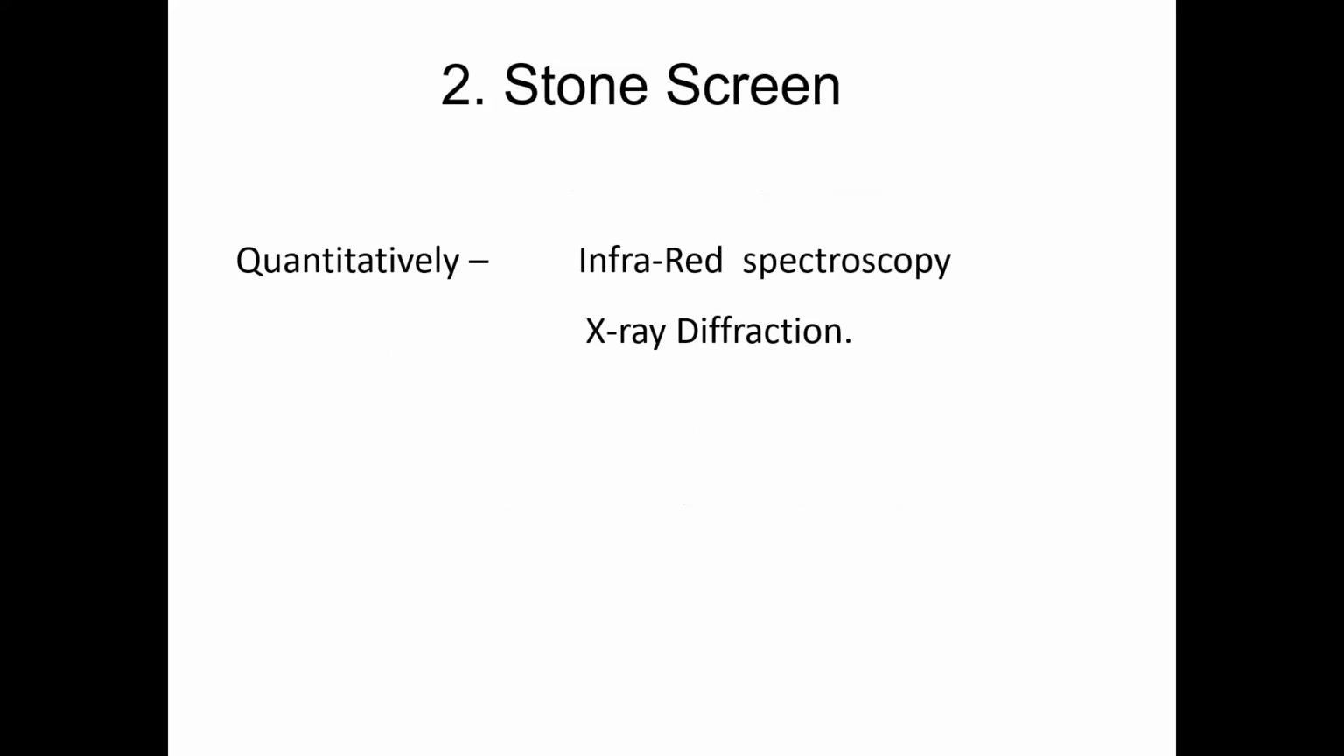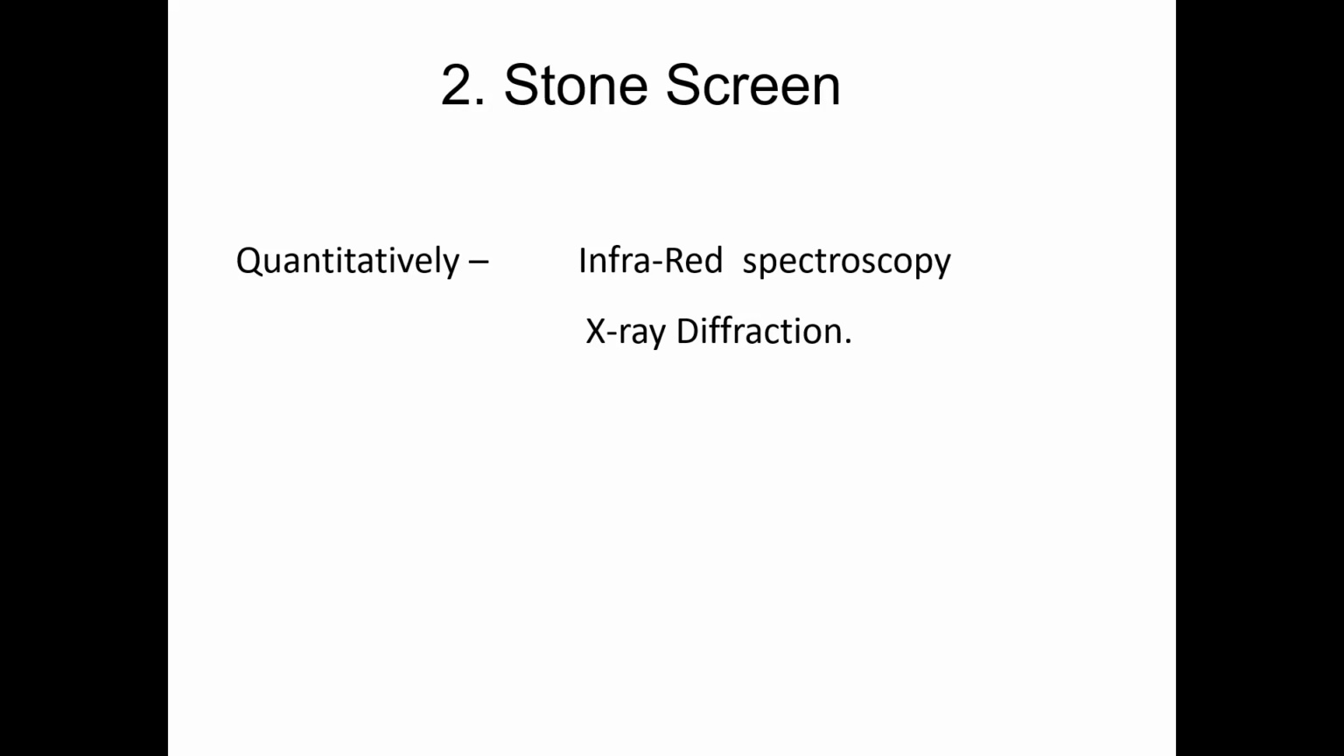Stone screening is the second one. It's just like a biochemical biopsy. The accepted methods are infrared spectroscopy or X-ray diffraction. These are quantitative methods. Qualitative methods are not acceptable. Sometimes semi-quantitative methods are acceptable. We are not doing renal stone analysis in our hospital, so it's a referral test for us. Once we send it to the referral lab, they do renal stone analysis using infrared spectroscopy.